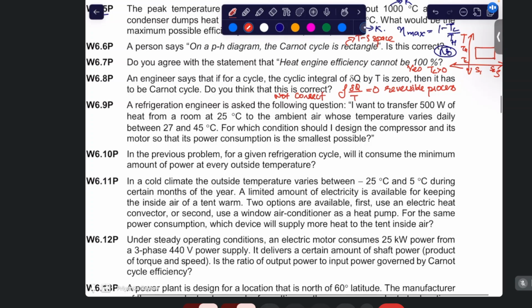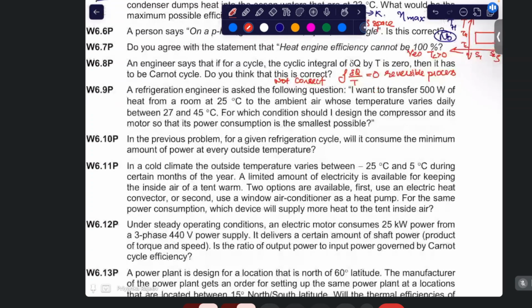Now, ninth question. A refrigerator engineer is asked the following question. I want to transfer 500 watts of heat from a room at 25 degrees centigrade to the ambient air whose temperature varies daily between 27 and 45 degrees. For which condition should I design the compressor and its motor so that its power consumption is the smallest possible?